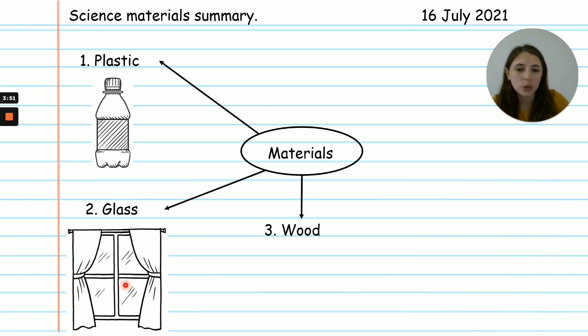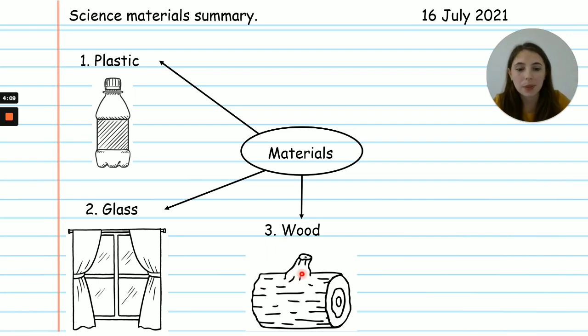And then number three is wood. Write down with your pencil on your paper wood. And draw a picture of wood. So just like this one, you can draw same as teacher Shanae, or you can draw your own picture of plastic, glass, and wood.